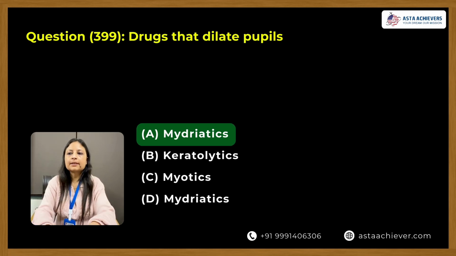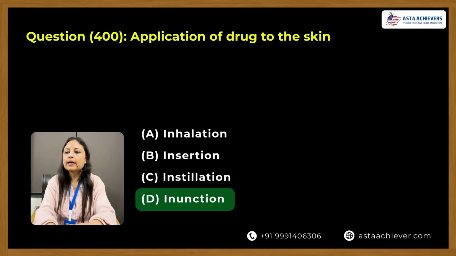Question number 399. Drugs that dilate the pupil. Option A, miotics. Option B, keratolytics. Option C, myotics. And option D, mydriatics. So option D, mydriatics, is the correct answer. Question number 400. Application of a drug to the skin is called: option A, inhalation; option B, insertion; option C, instillation; and option D, inunction. So option D, inunction, is the correct answer.